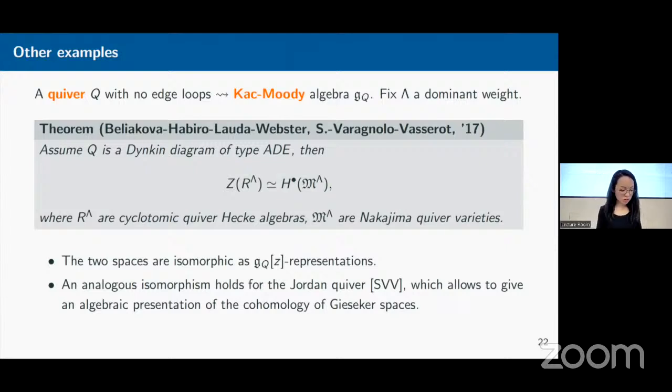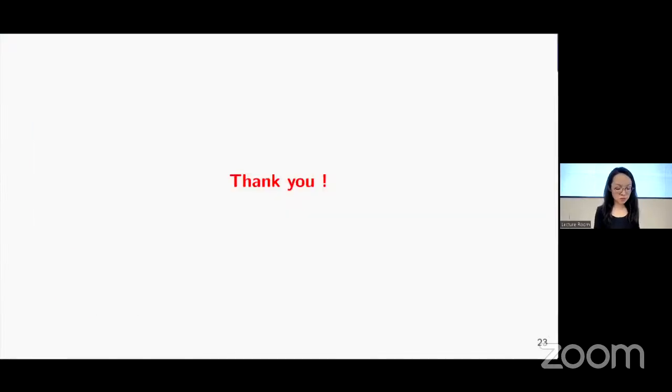Okay, and I hope in the future we'll see more connections of the center and cohomology. That's all for my talk.